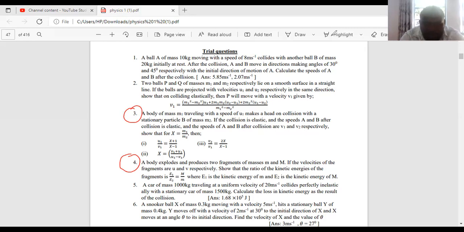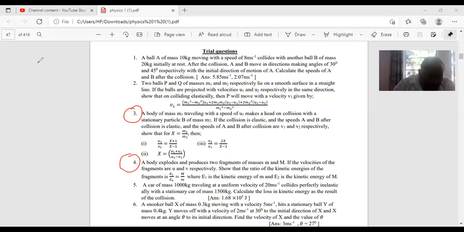So I've shared the numbers on WhatsApp. So if I may go back to our right page. The first question says, let me start with number 4. A body explodes to produce 2 fragments. It means this body was initially this huge, then it has exploded into 2 different fragments of mass small m and capital M.